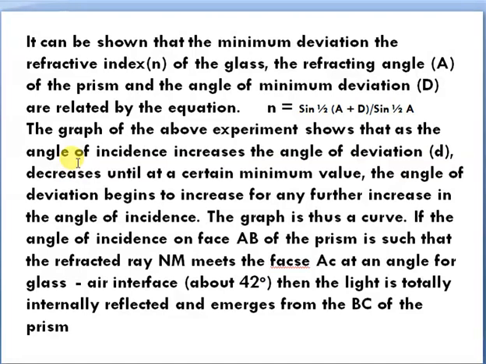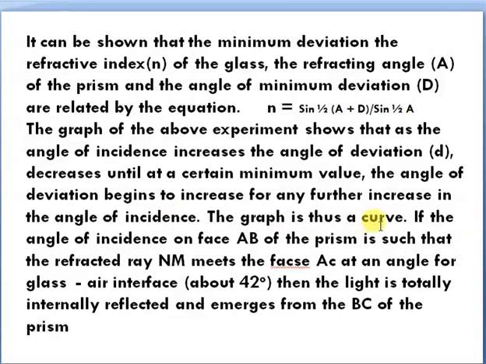Now the graph of the above experiment shows that as the angle of incidence increases, the angle of deviation decreases until a certain minimum value, where the angle of deviation begins to increase for further increase in the angle of incidence. The graph is thus a curve.